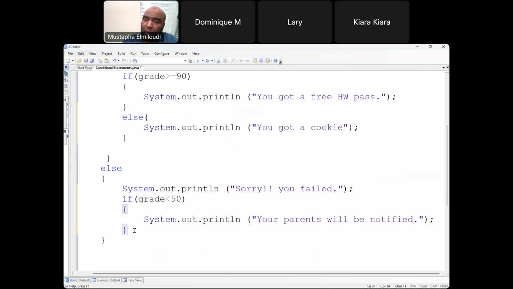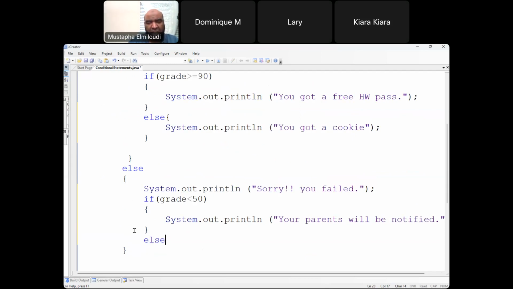Now, what about people who failed, but they're close? That means not less than 50, higher than 50. That means basically between 50 and 70. So I'm going to say here, else, probably they just need a little help. You may need help, for example.